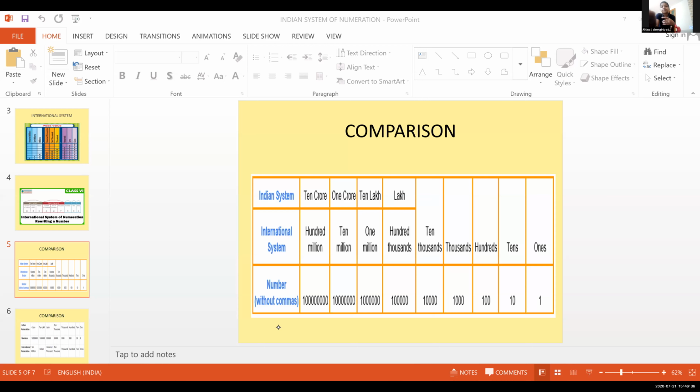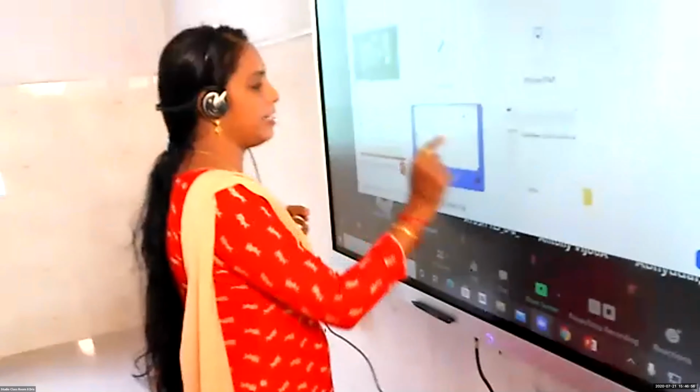Study this. 10 lakh equal to 1 million. That should be thorough. 10 lakh equal to 1 million. Is it thorough? Yes, ma'am. 1 million equal to 10 lakh. 1 million equal to dash lakh. 10 lakh. Now listen, I will write something on the board so that you should write in your notes and answer.